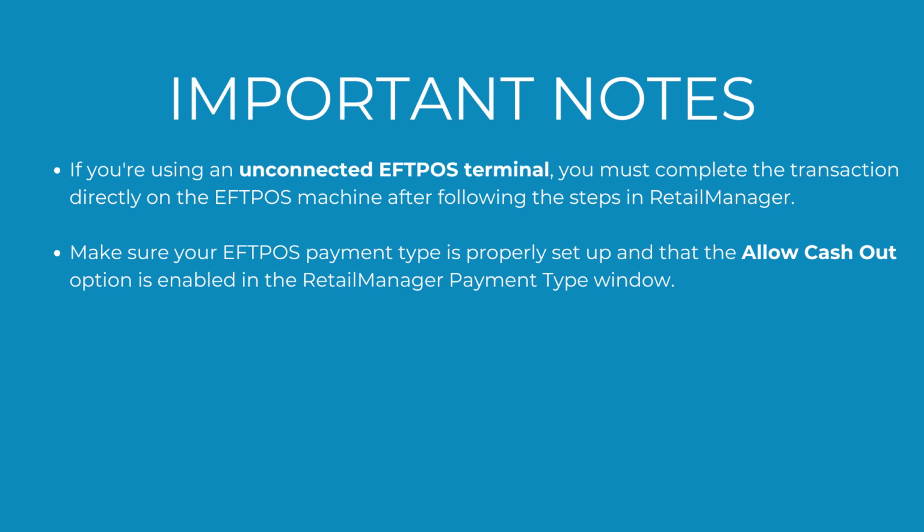Important notes. If you're using an unconnected EFTPOS terminal, you must complete the transaction directly on the EFTPOS machine after following the steps in RetailManager. Make sure your EFTPOS payment type is properly set up and that the Allow Cash Out option is enabled in the RetailManager payment type window. By following these steps, you can successfully process EFTPOS cash outs during or without a sale in AAAPOS RetailManager.